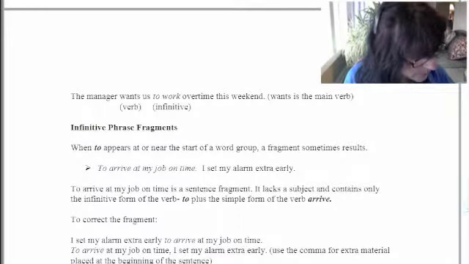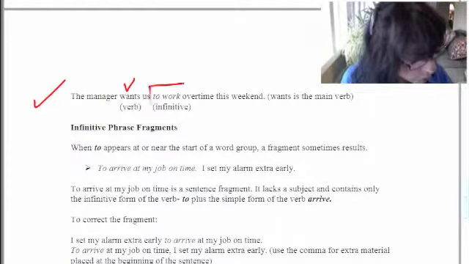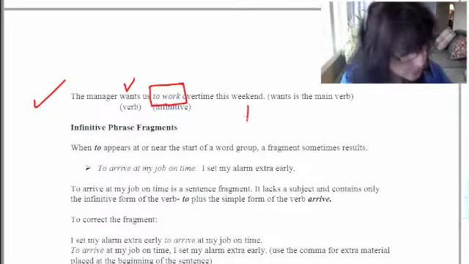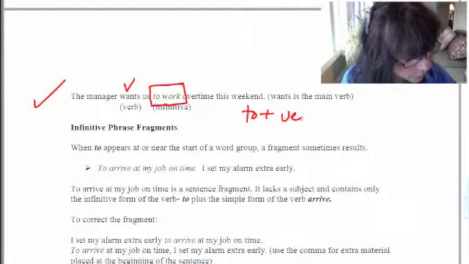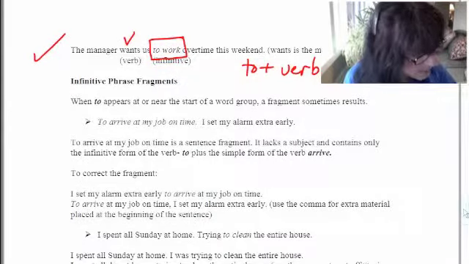Okay, so I hope you understand those rules. One more example. The manager wants us to work overtime this weekend. So the manager is the subject. The main verb is, what does he want? The main action is wants. To work, there's the infinitive. It can't be the main verb. So you've got the word to plus the verb, work, and that equals an infinitive. So, lots of examples to help you to understand the rule.